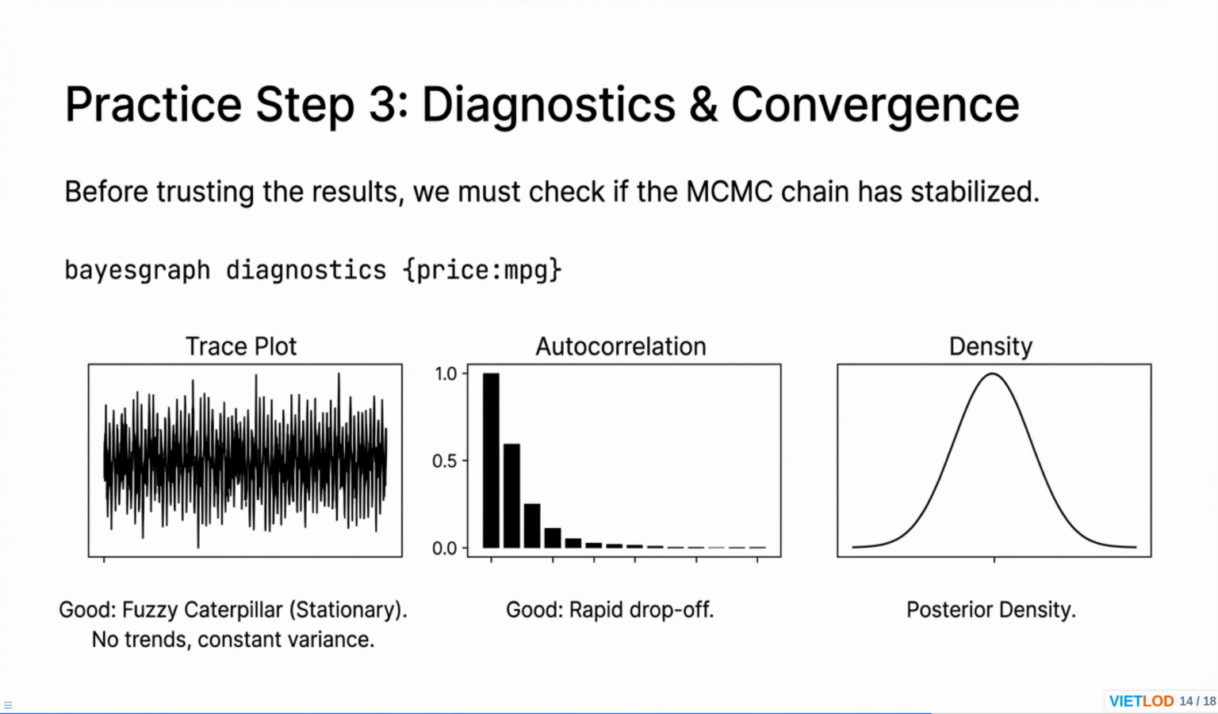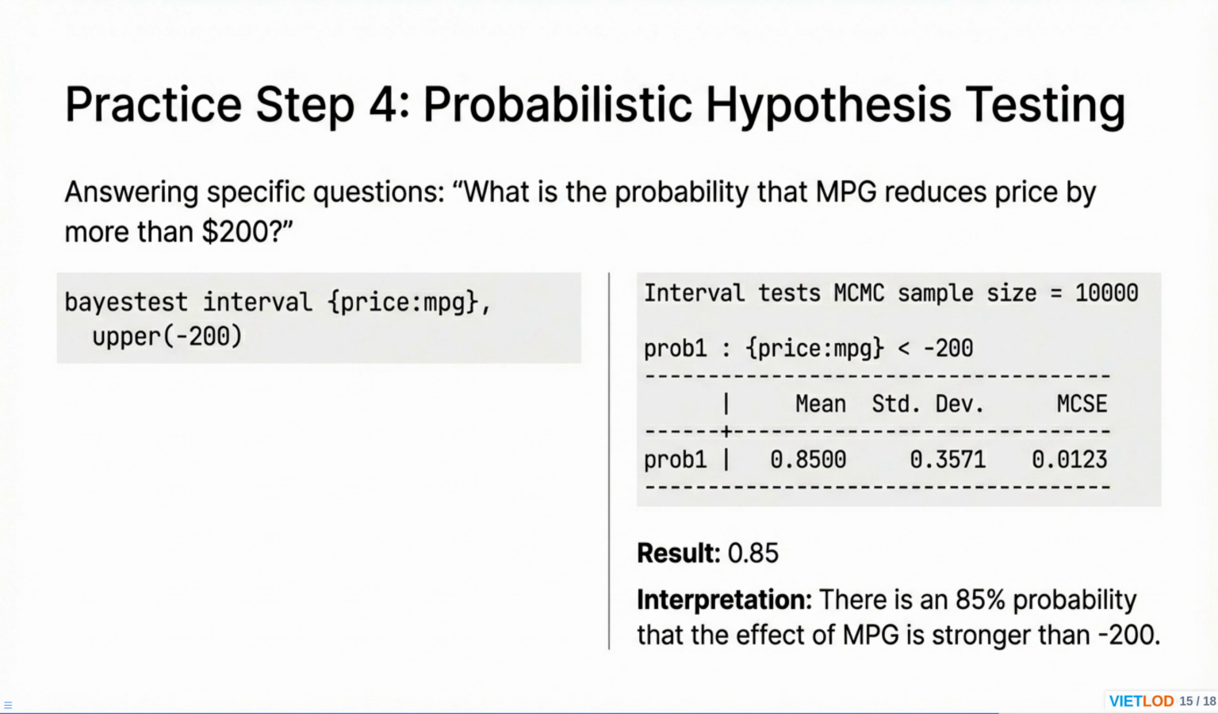Next, the autocorrelation plot tells us how correlated consecutive samples are. For efficient sampling, we want to see this autocorrelation drop to 0 very rapidly, as depicted here. This indicates that our MCMC draws are sufficiently independent. Finally, the density plot displays the estimated shape of the posterior distribution for the parameter. A smooth, well-defined curve, often bell-shaped, suggests that the simulation has accurately captured the parameter's distribution. Together, these diagnostics assure us that we can trust the posterior estimates from our Bayesian model.